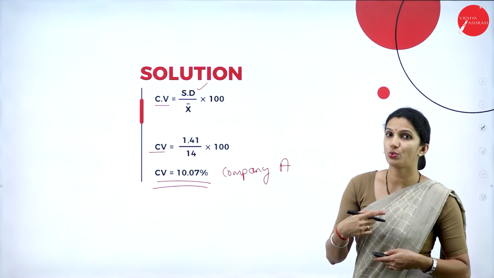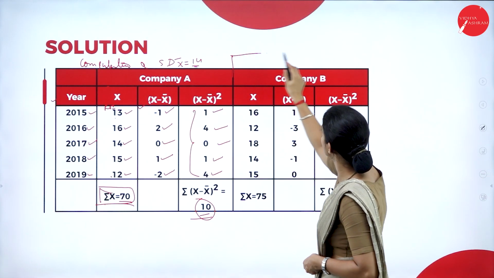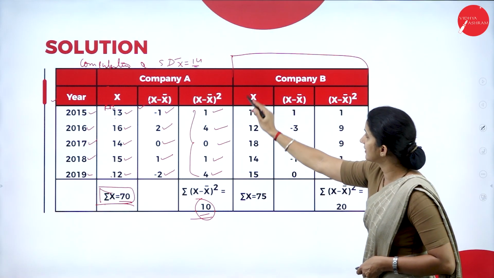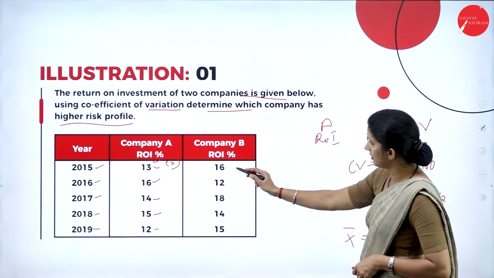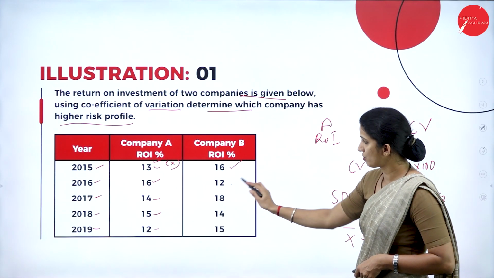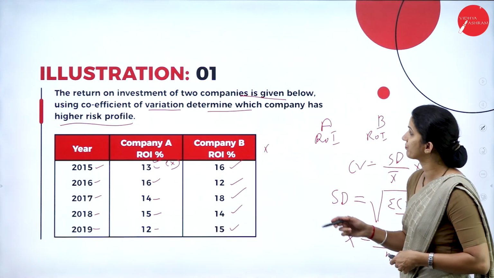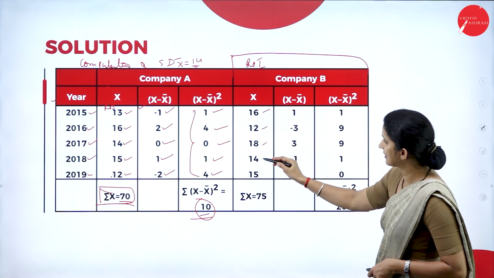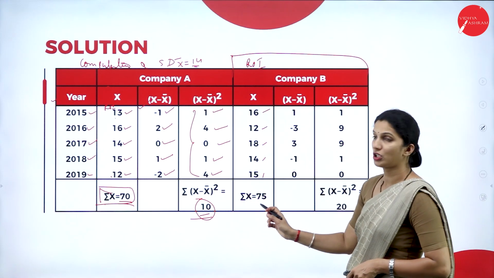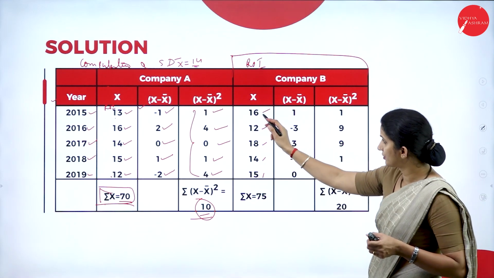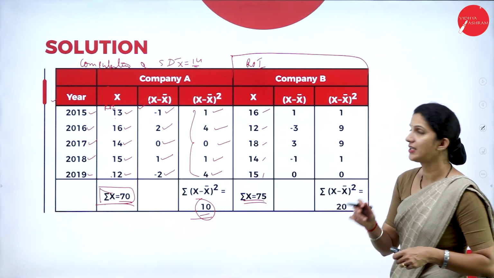In the same way, we will do it for company B. So we'll come back to the table. So this is company B. We will take the ROI, that is return on investment of company B. See your question, we have ROI 16, 12, 18, 14 and 15. So this is the X value. After that, we will do the total of X, that is sigma X. 16 plus 12 plus 18 plus 14 plus 15 is 75.